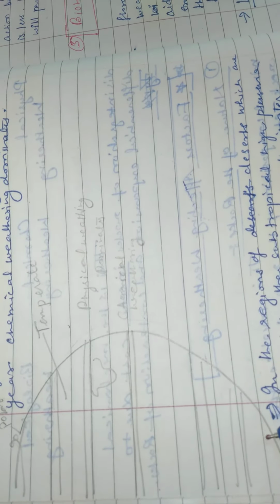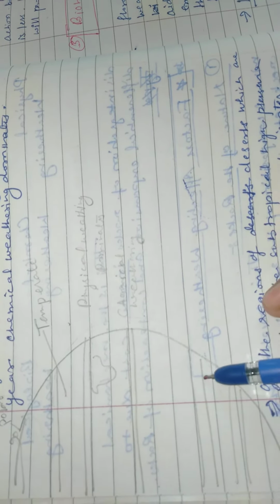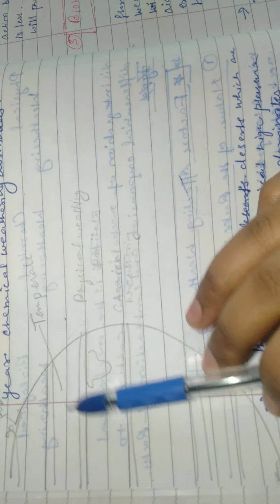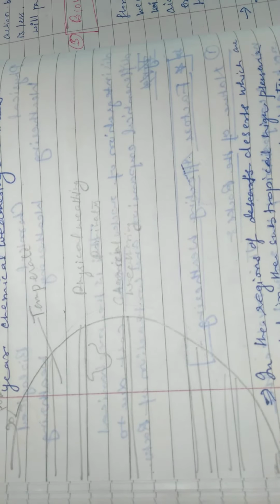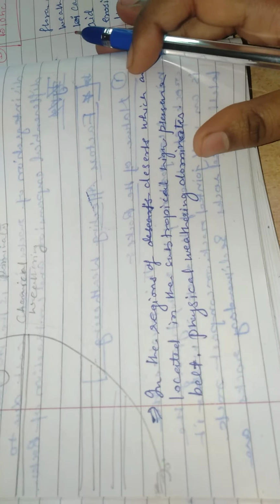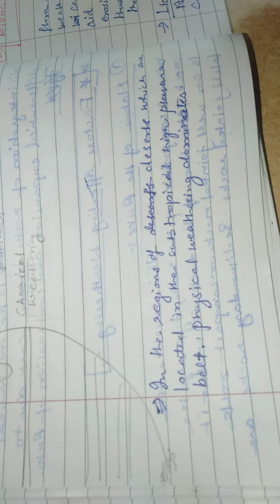Suppose this is a figure of Earth. This is the polar region, temperate region. Physical weathering dominates. Chemical weathering in the region, the deserts which are located on the subtropical high pressure belt. Physical weathering dominates.